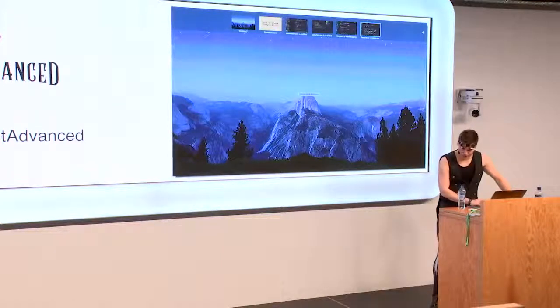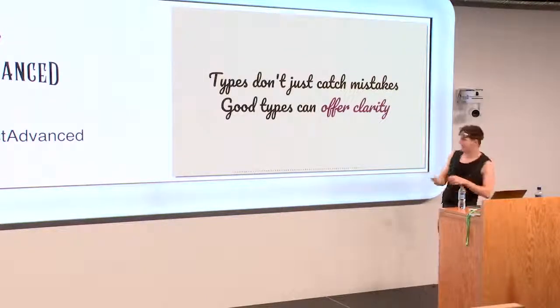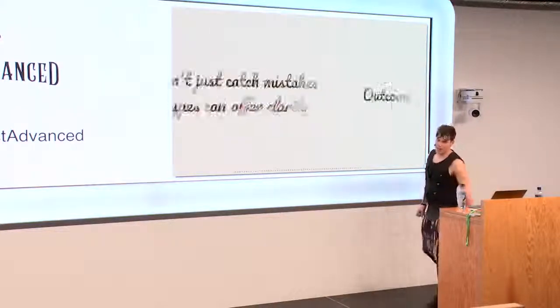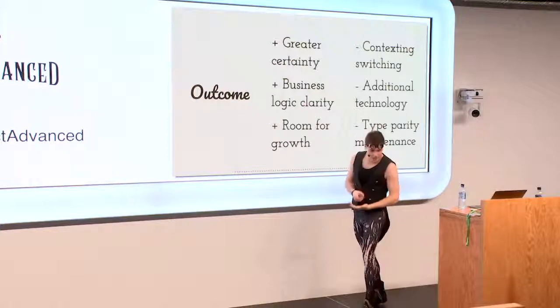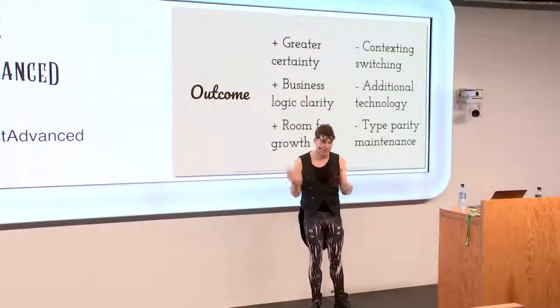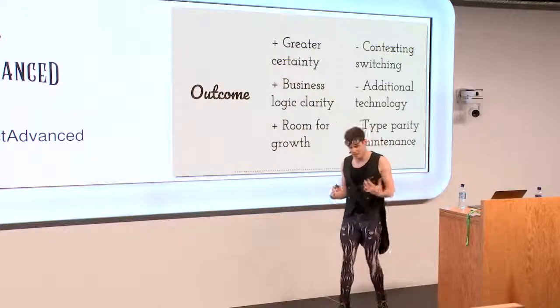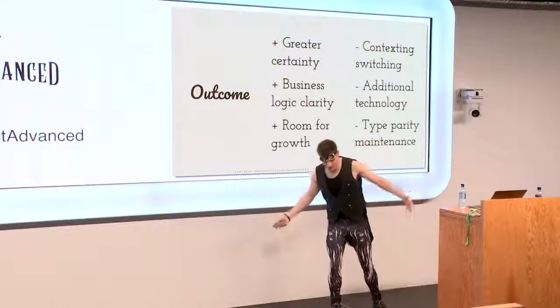So, home stretch. Good types don't just prevent exceptions, good types can offer clarity. The outcome here is that you have greater certainty in your code because everything is 100% type-checked all the time. Your business logic is more clear, and you have an obvious view of how you will expand this in the future, rather than having more and more nested if statements.